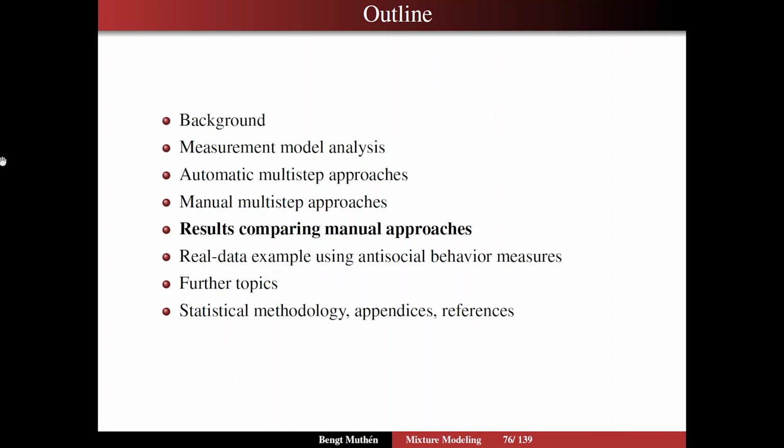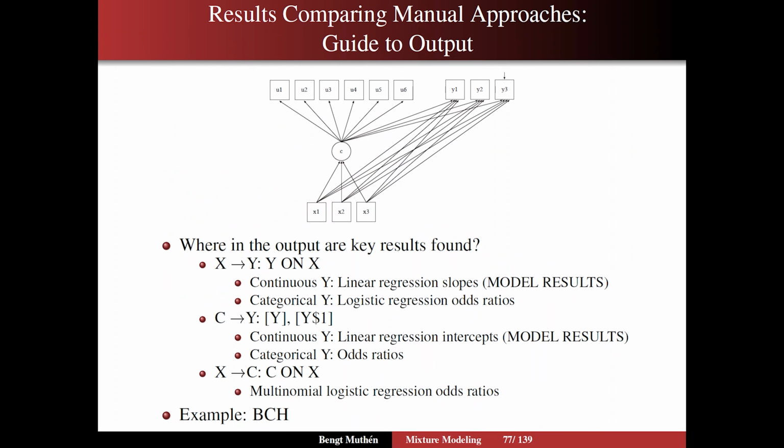The outline on slide 76 shows that we are now ready to compare results using the manual approaches. Let's remind ourselves about the model that we're considering. We have the latent class indicators, the distal outcomes, and the covariates. And one key question is, where in the Mplus output do we find the various results? And I like to summarize the parts of the results by using these causal arrows, the X to Y influence, the C to Y influence, and the X to C influence.